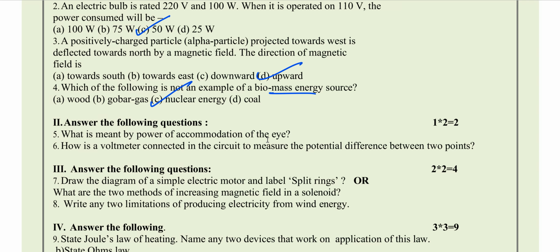Are you getting my point? The ability of the human eye to see nearby and distant objects clearly by changing its focal length is called power of accommodation of the eye. कोई भी चीज़ चाहे नज़दीक हो या दूर, हमें उसको क्लियरली देखना है. तो क्या हमारी हेल्प कर रहा है? फोकल लेंथ. ये फोकल लेंथ को एडजस्ट कौन कर रहा है?